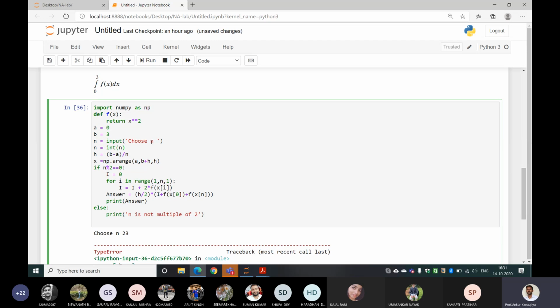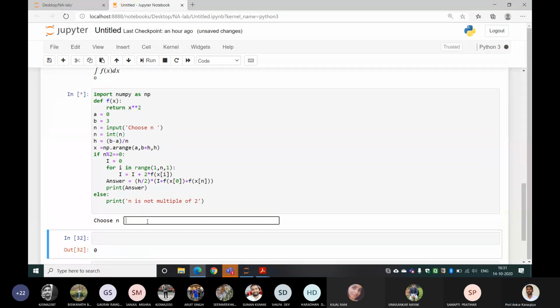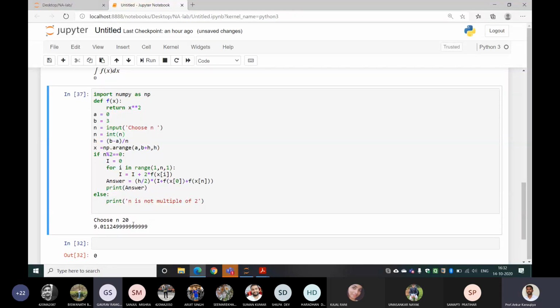So whatever n we enter here, it will become an integer. It is not a character. So now n becomes 23, a number, an integer. Then it will perform this thing. So tell me which n you want. 27? 20? Yeah, if you write 20, it will give the answer.